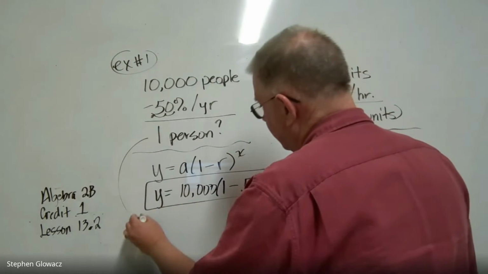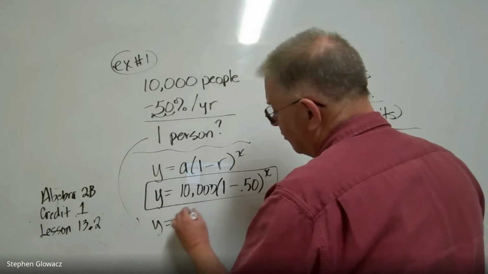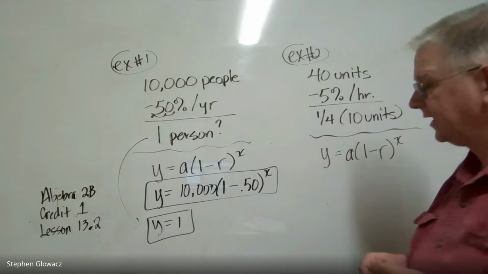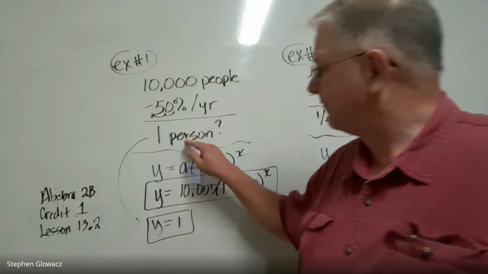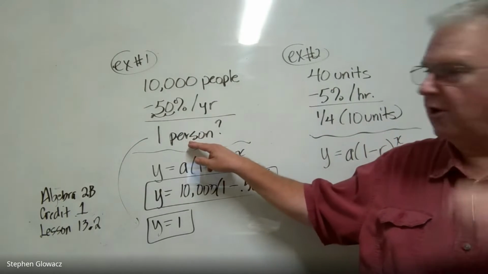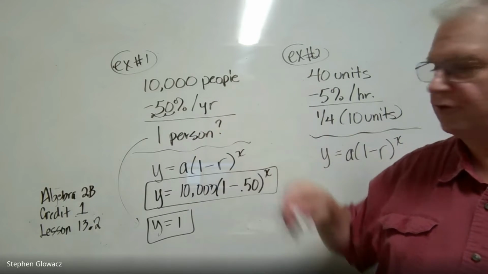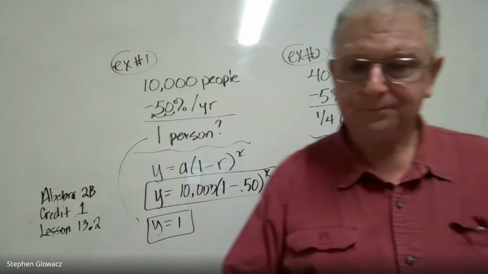And then we want to know when there's one person remaining. So our other equation will be the line y equals 1. Y equals whatever we want to see how long it takes that population to reduce to.